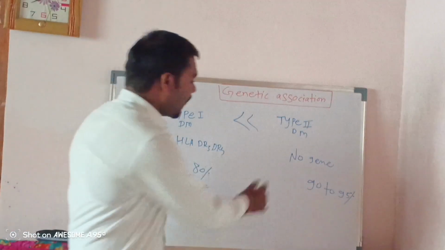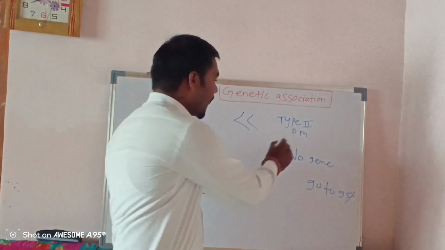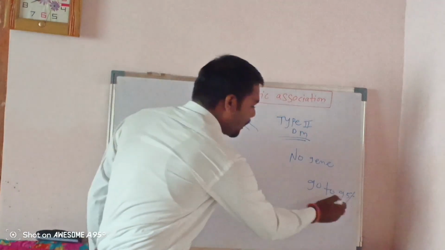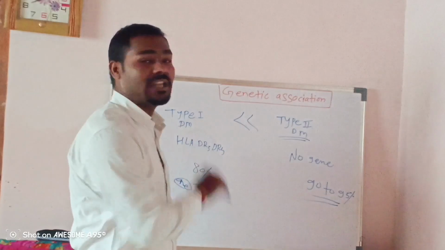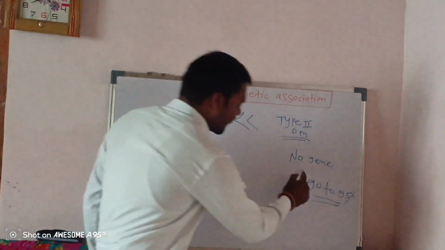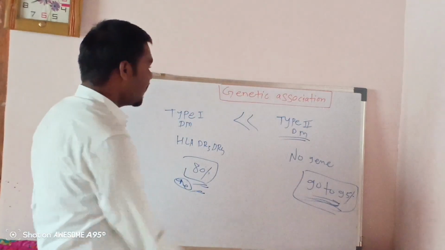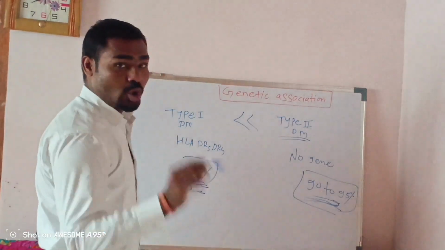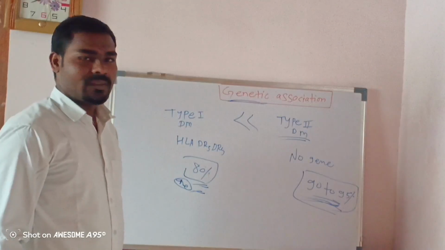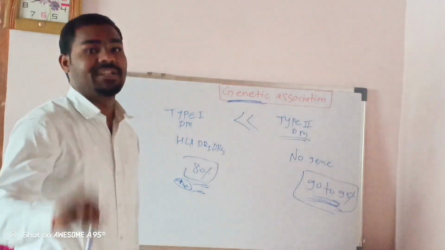But in type 2 diabetes mellitus, if one identical twin has type 2 diabetes mellitus, then the other identical twin has a 90 to 95% chance of also having it. Here is the 80% and here is the 90 to 95%. Because of these numbers, we can say that type 2 diabetes mellitus is more strongly associated with genetics than type 1. It means diabetes mellitus occurs mostly because of genetics.